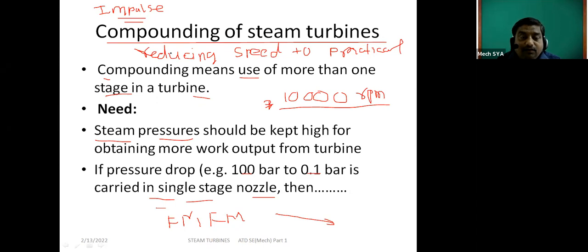Steam pressure should be very high in the Rankine cycle as an operating performance parameter. Boiler pressure should be very high and condenser pressure should be very low. Due to that, there is a great expansion. The methods are velocity compounding, pressure compounding, and their combination, pressure-velocity compounding. These are the three methods of compounding of a steam turbine. On that day, we had covered it only partly.